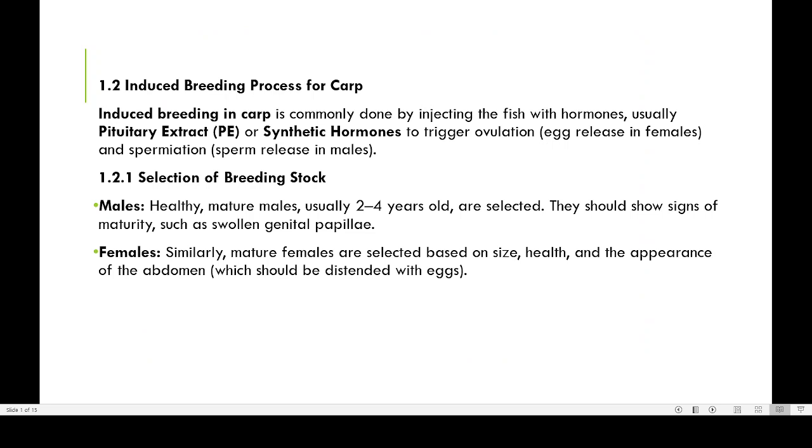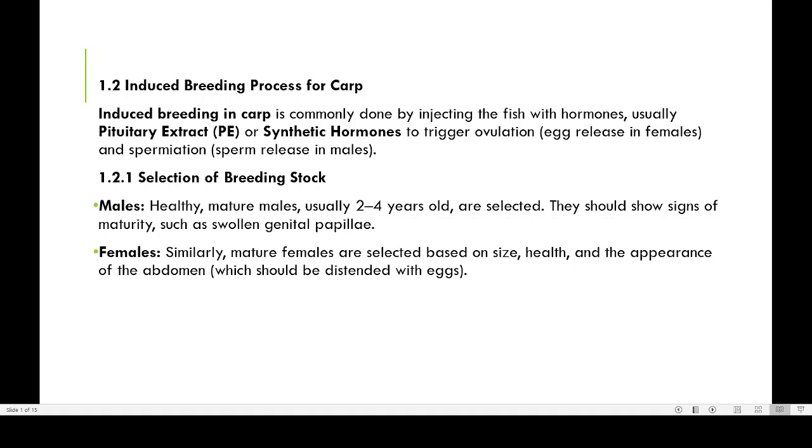Induced breeding is commonly done by injecting fish hormone, normally pituitary extract or synthetic hormones, to trigger ovulation. What we do is collect the pituitary extract, or pituitary hormones, from some other fish, and use it to trigger ovulation in females and spermiation, that is, release of sperm, in the case of males. So these are the two methods. Mainly we are injecting pituitary hormones, and these are actually collected from some other type of fish.